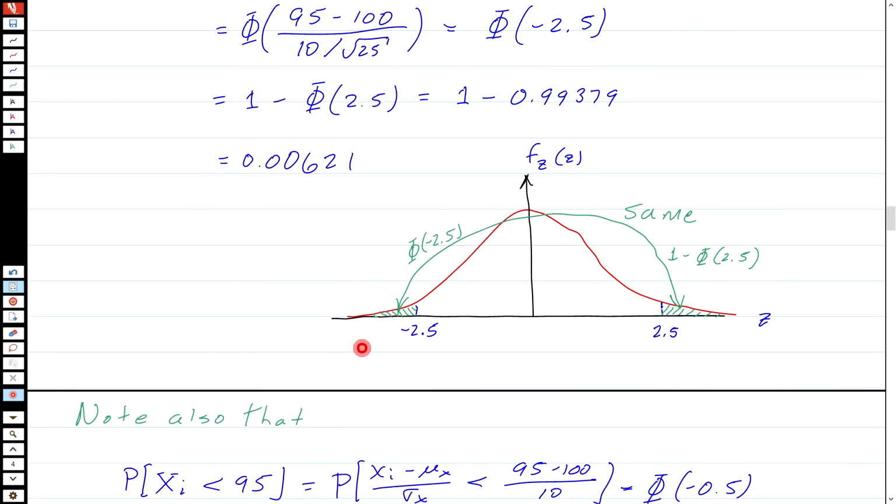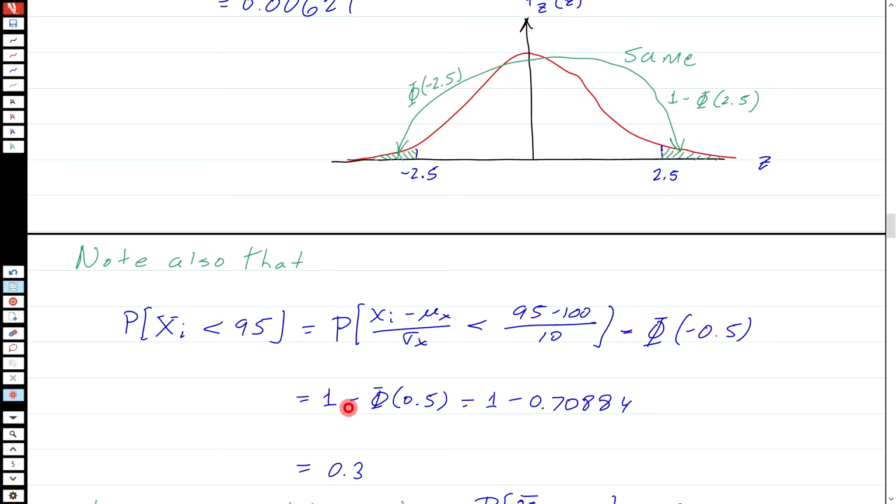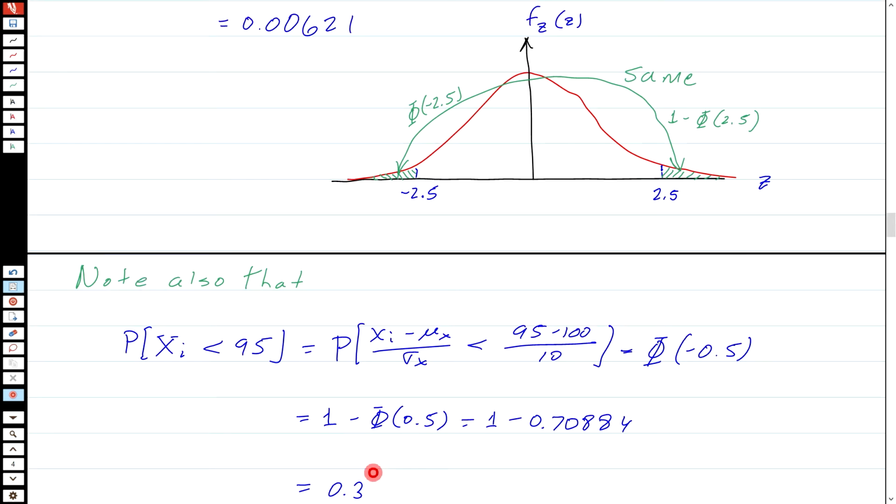If we look at the probability that an individual resistor is less than 95, that's what we're computing here. Well, we'll assume this is normally distributed, subtract its mean, and divide by the standard deviation on both sides. We end up with phi of minus 0.5. That's 1 minus phi of 0.5. Looking at our tables, that's 1 minus 0.7 approximately, which is about 0.3. So the probability that an individual resistor is less than 95 ohms is about 30%, which is way bigger than the probability that the average of 25 is less than 95.